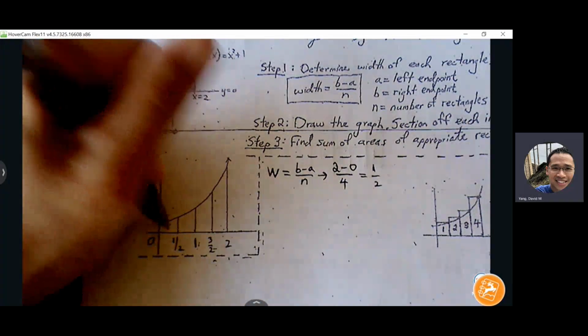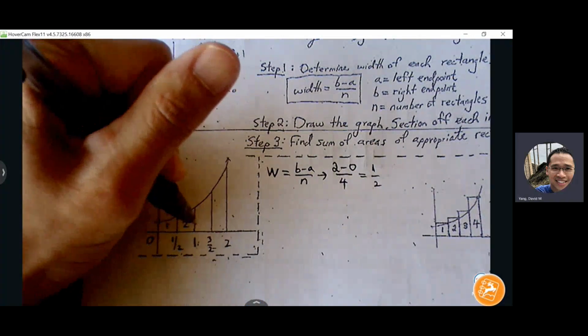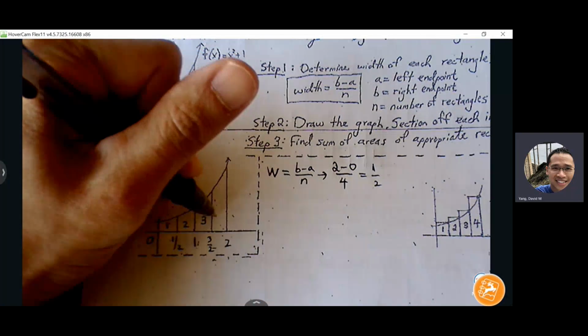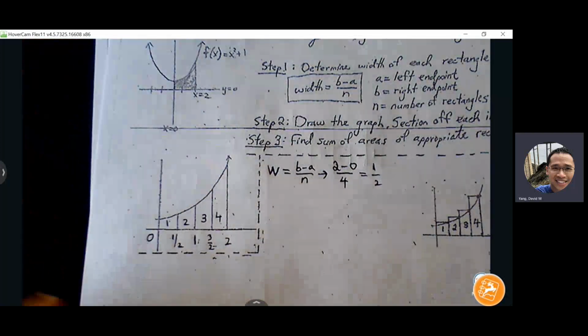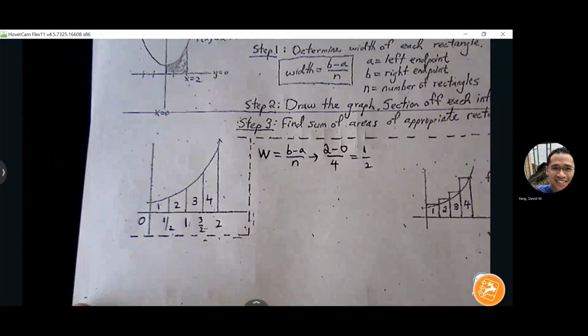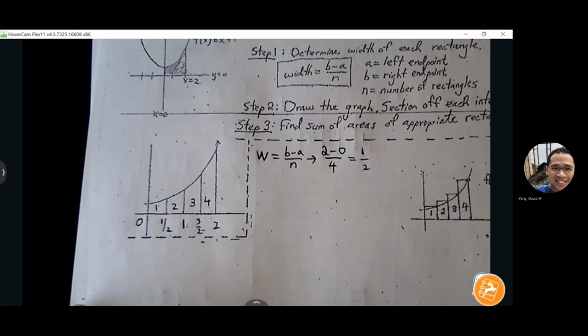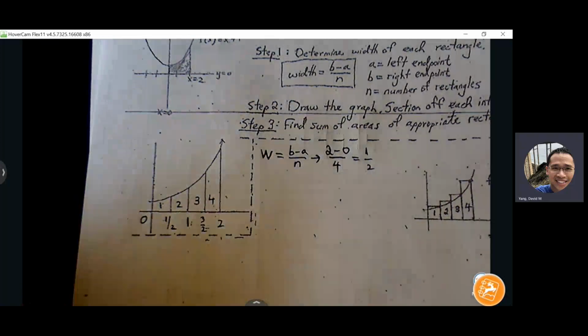So this is my first rectangle, second rectangle, third, and fourth. Well, first region, second region, third, and fourth region. Now we want to first start off by finding the upper sum.